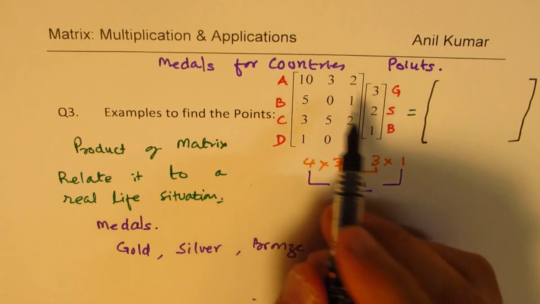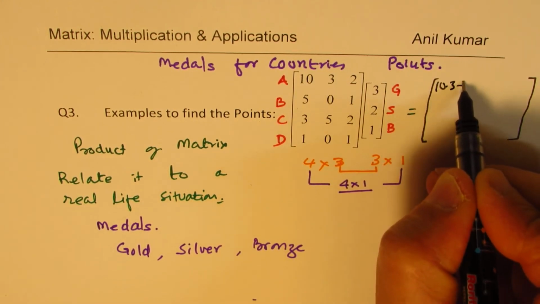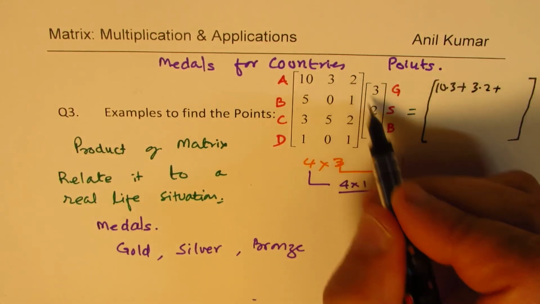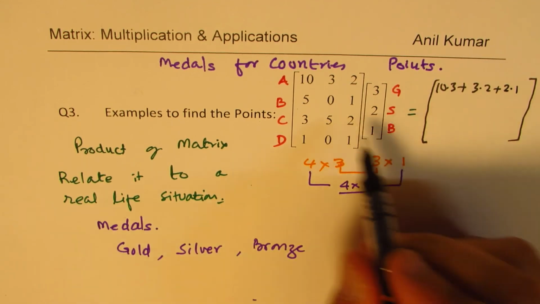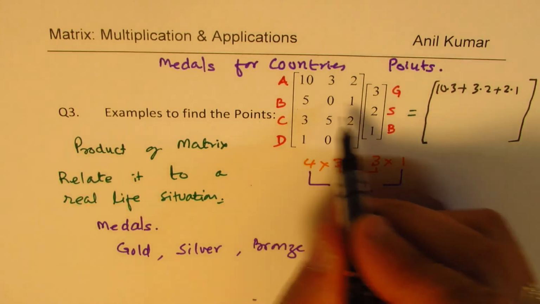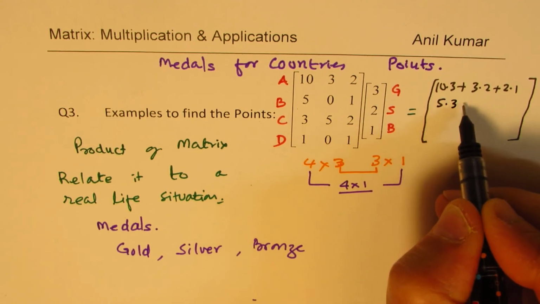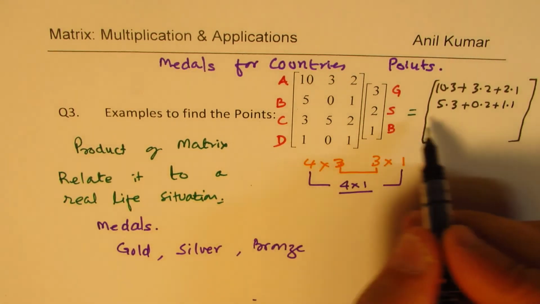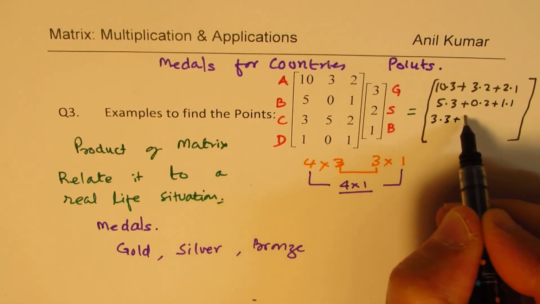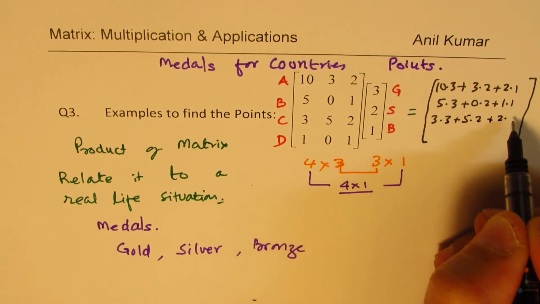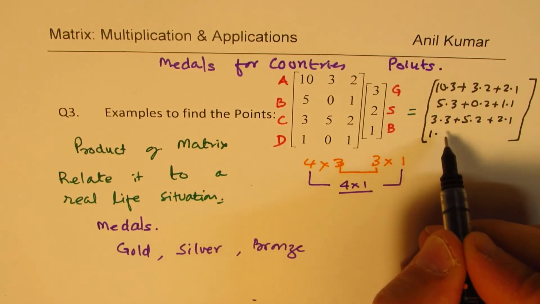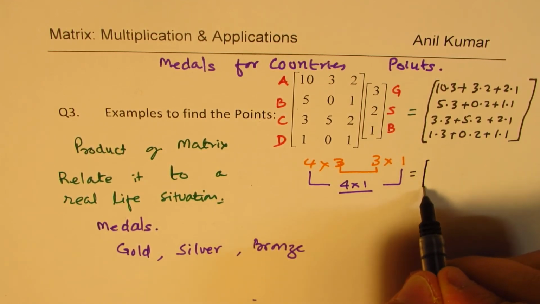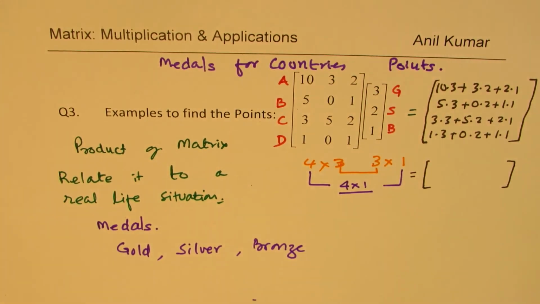So the first country A gets 10 times 3 plus 3 times 2 plus 2 times 1. Is that clear? The second country, number of points, 5 golds means 5 times 3 plus 0 times 2 plus 1 times 1, right? Then we get 3 times 3 plus 5 times 2 plus 2 times 1, and then what do we get? 1 times 3 plus 0 times 2 plus 1 times 1. Is that clear? Right. Now we can add them up and write down the result.